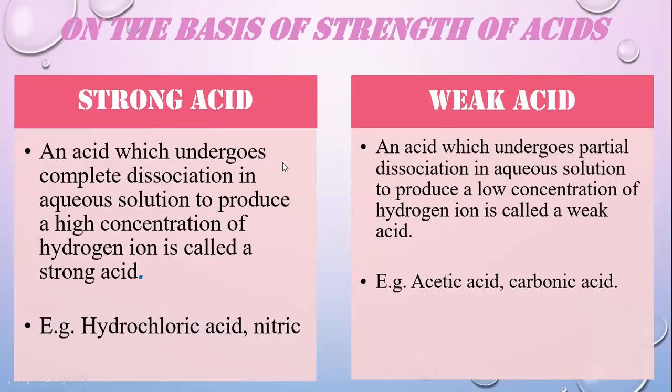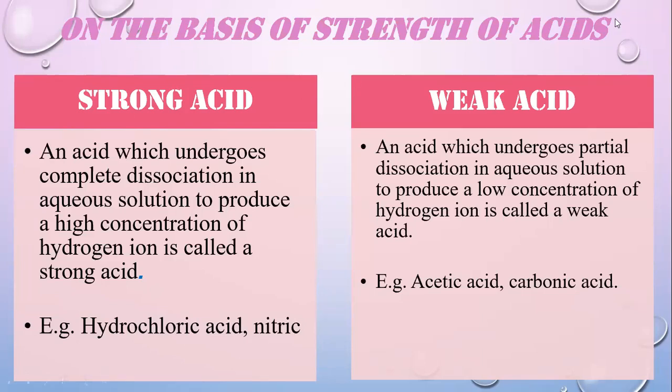So on the basis of strength of acids, we can classify the acids as strong acid and weak acid. A strong acid is one which undergoes complete dissociation in aqueous solution to produce a high concentration of hydrogen ion. Okay, so a strong acid undergoes complete dissociation and it produces a high concentration of hydrogen ion, whereas a weak acid undergoes partial dissociation in aqueous solution and produces a low concentration of hydrogen ion.